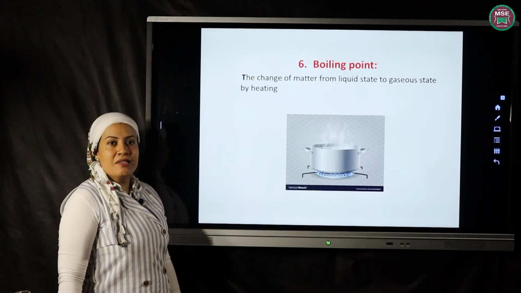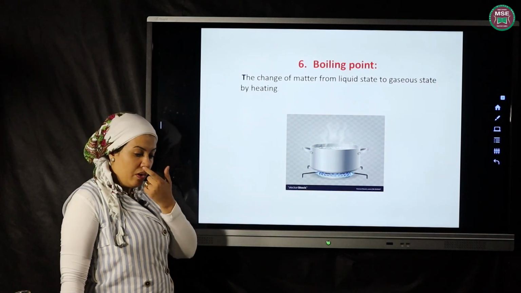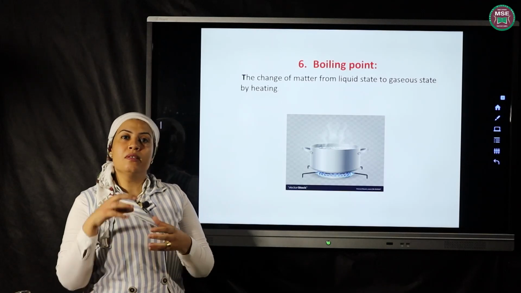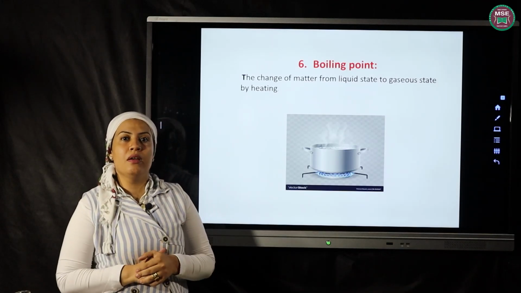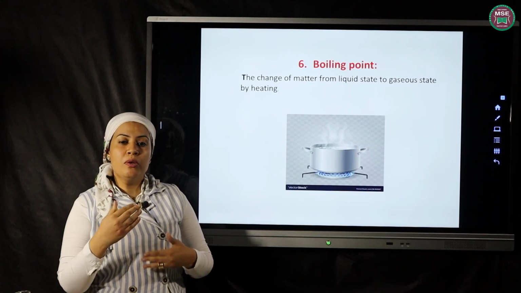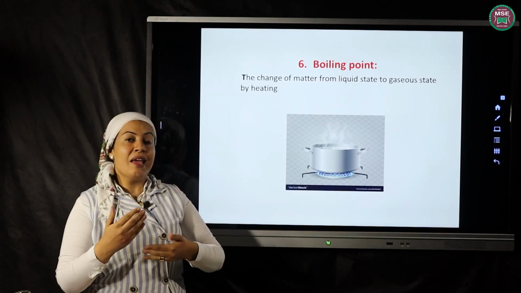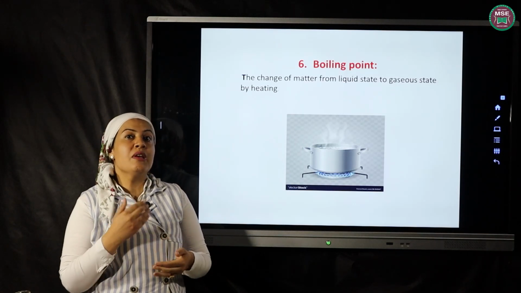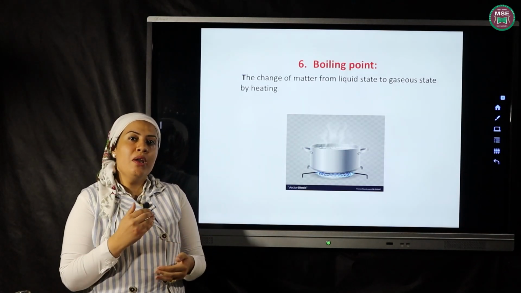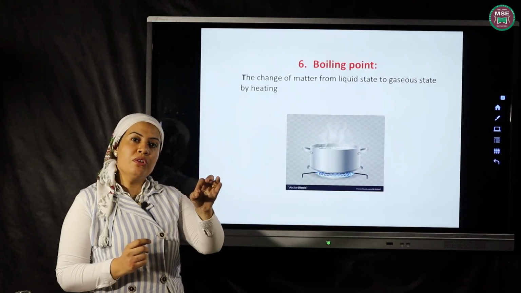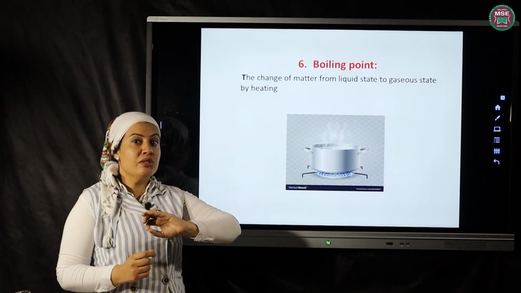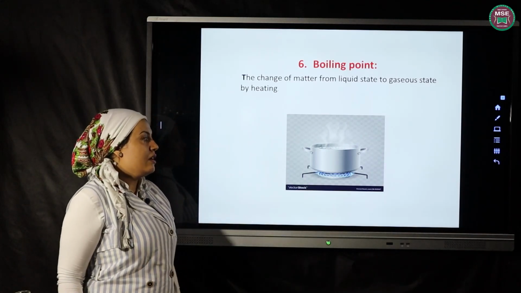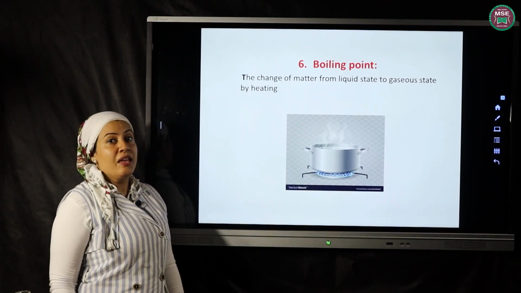The third property is the boiling point. Okay, we talked before about boiling. When we put water inside a pot on the flame, the water begins to change into gas, right? This is called the boiling process, but I'm talking today about the boiling point. It is the temperature at which matter begins to change from the liquid state into the gaseous state, like shown in the figure. Okay, thank you for listening.